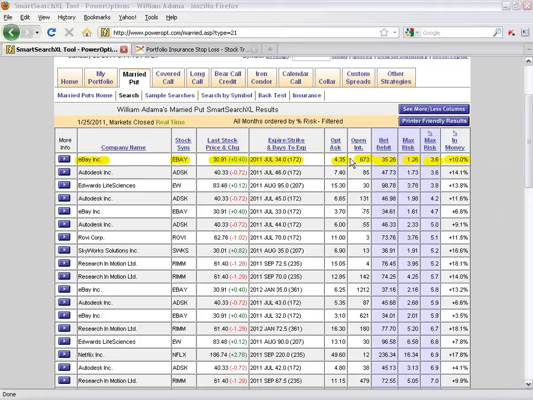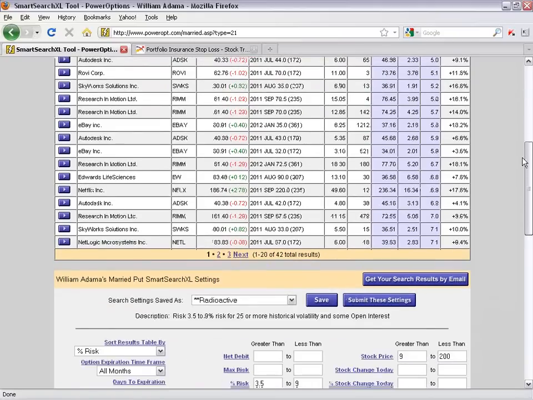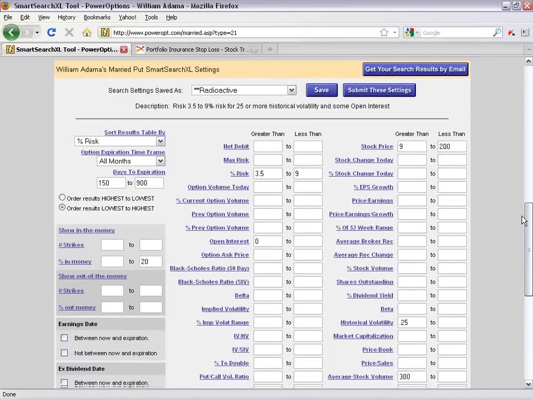Now, the listed trades when you first open the search tool are not recommendations or suggestions. These are simply the results that match the default criteria that are listed below. Let's scroll down below the results table and we'll come back to that.